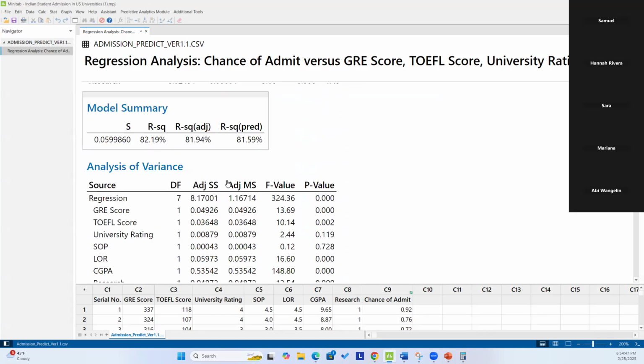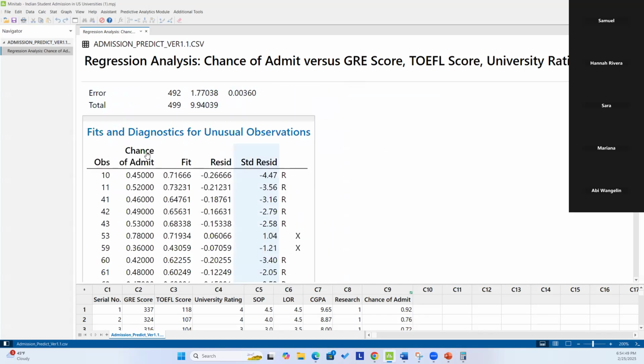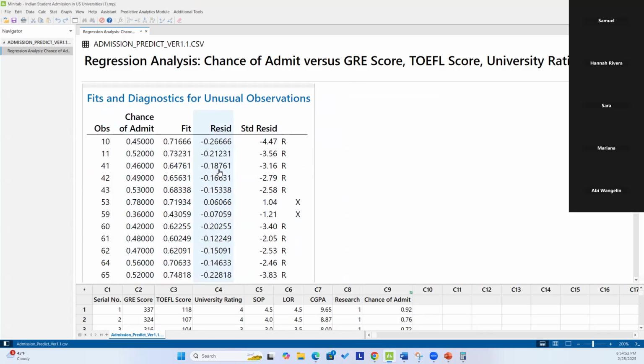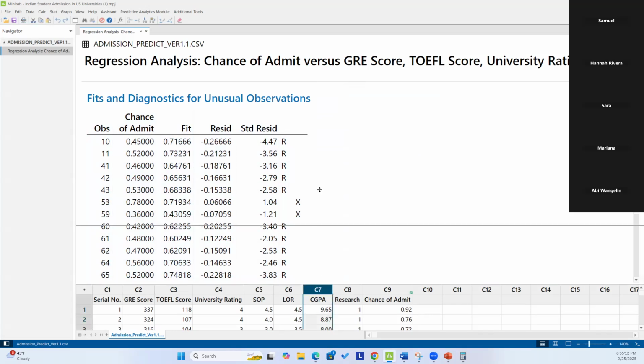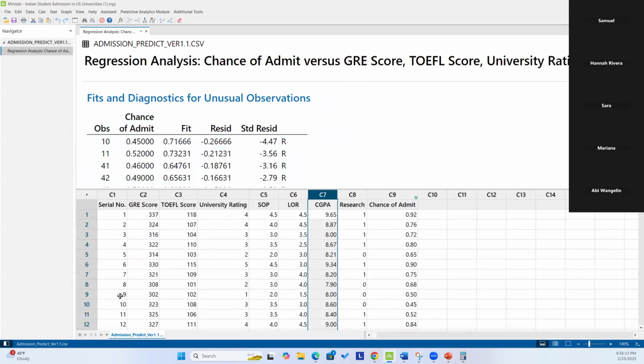Now, if you can see, these are unusual values. Unusual means these are deviated from the model. So here it says 10th observation. Here chance of admission is only 45, where the other things are. So let's see the 10th observation.